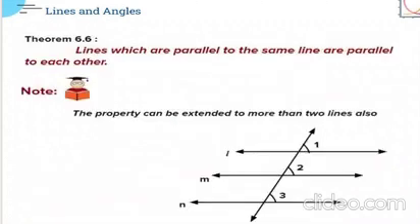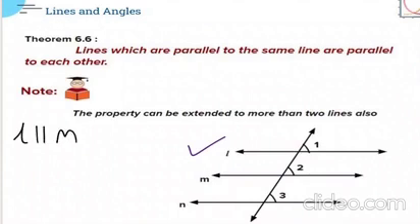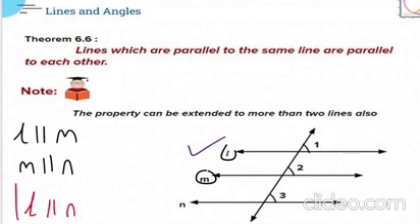Now, theorem 6.6, as per NCERT: lines which are parallel to the same line are parallel to each other. That means in this figure, line L is parallel to M, correct? L and M are parallel. M is parallel to N also. So hence we can say that L is also parallel to N.